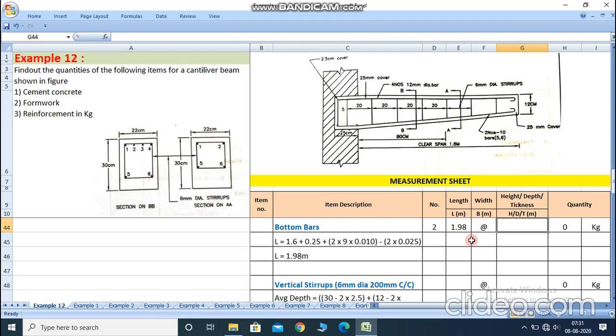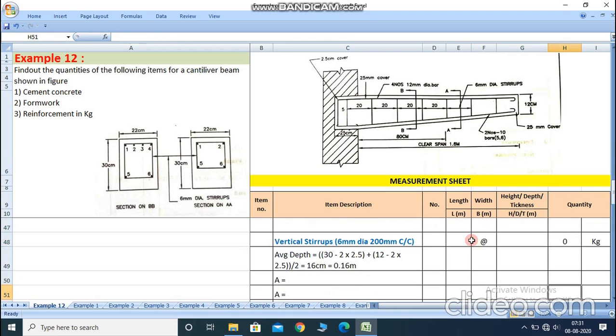per meter length weight of the 10 mm diameter bar is 0.62. If not given, we calculate by the equation d square divided by 162. So here we write 0.62. So we got an answer of 2.4552. It's the weight of the bottom bar.